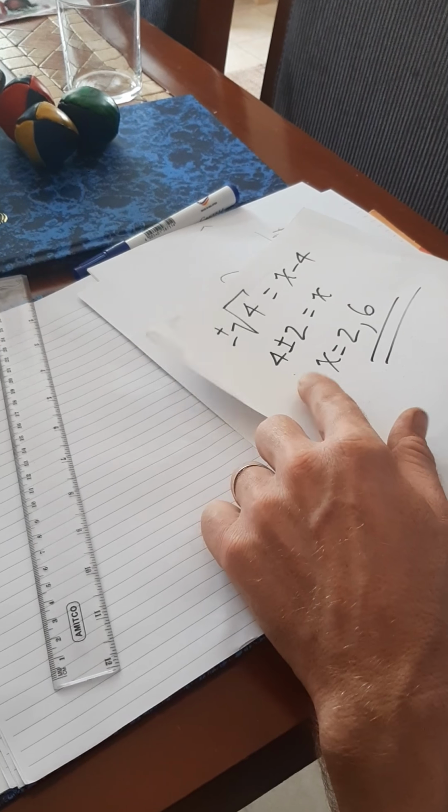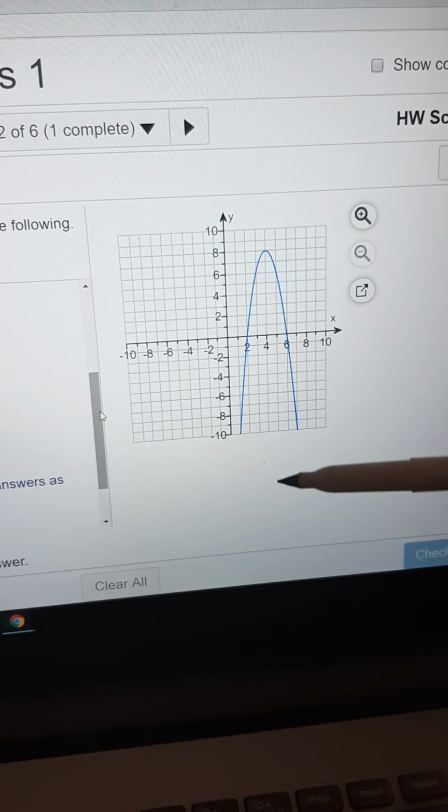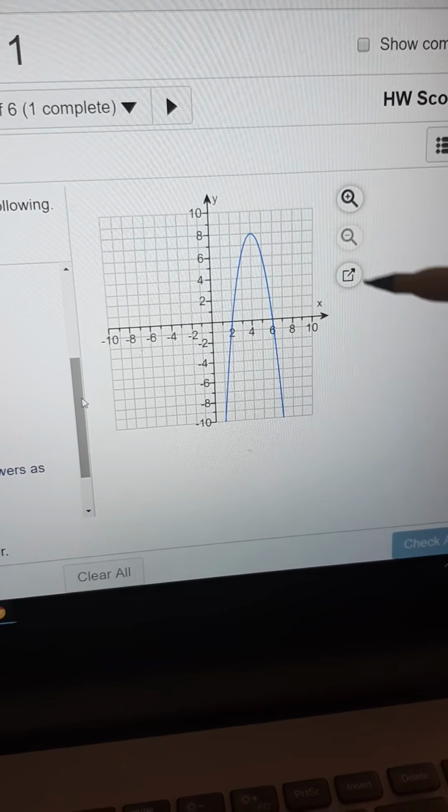So that's your x-intercepts. And now you've analyzed this function. You got the x-intercepts, you know the y-intercept, axis of symmetry, and the vertex, and the domain and range.